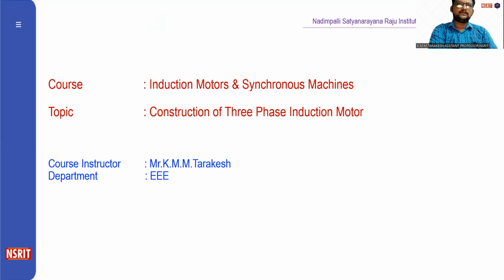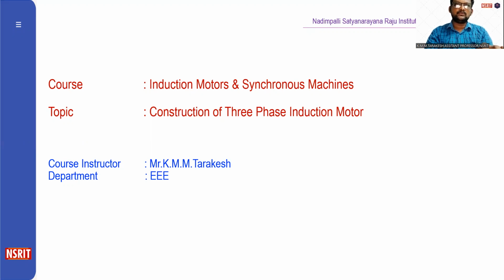I'm dealing with the subject of induction motors and synchronous machines. In this subject, there are 5 units. First unit is three-phase induction motors, and the second unit is starting methods of three-phase induction motors, and the third unit is single-phase induction motors, and the fourth unit is synchronous machines 1, and the last unit is synchronous machines 2.